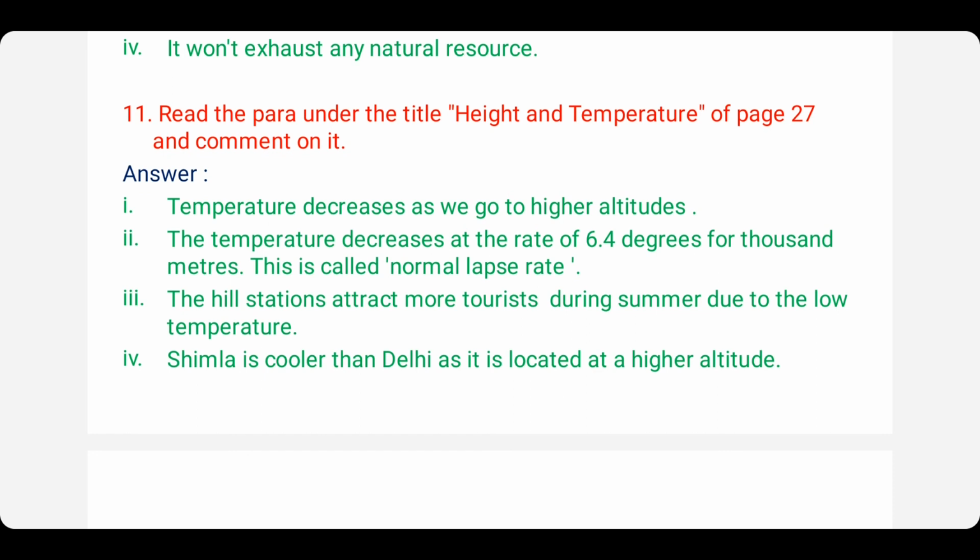The hill stations attract more tourists during summer due to the low temperature. You all know during summer the temperature is very high, it's very hot. So we are attracted to go towards the hill stations to enjoy the cool temperature. Then Shimla is cooler than Delhi as it is located at a higher altitude. We can pick some more points from this paragraph.